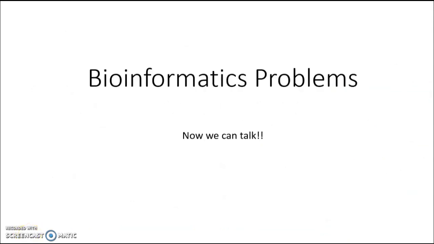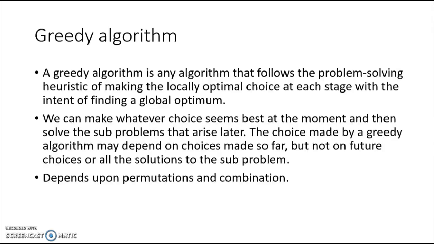Now let us talk about the bioinformatics problem. A greedy algorithm is an algorithm that follows a problem-solving heuristic of making a locally optimal choice at each stage with an intent to find a global optimum. That is, it locally tries to find a solution for a choice in the subproblem and then tries to provide a global optimum. We can make whatever choice seems best at the moment and then solve the subproblem that arises later. The choice made by a greedy algorithm may depend on the choices made so far, but not on the future choices or the solutions to the subproblem.